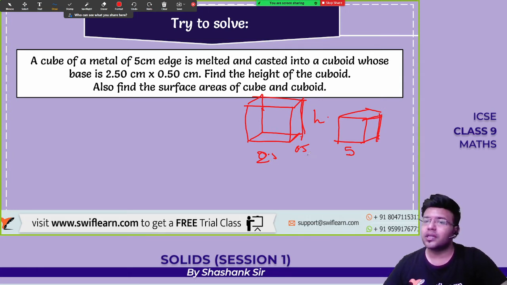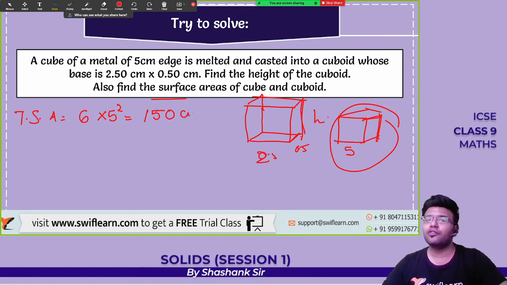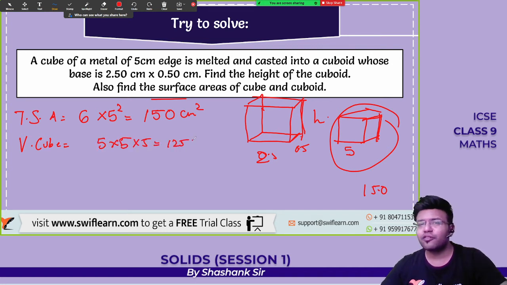So first let us find the surface area of the cube. Total surface area is given by 6a square. So 6 into 5 square, 5 5 are 25, 25 4 are 100, 25 6 are 150. 150 square centimeter is the total surface area of the cube. Now what about the volume? Volume of the cube is given by length into breadth into height, which is 125 centimeter cube.